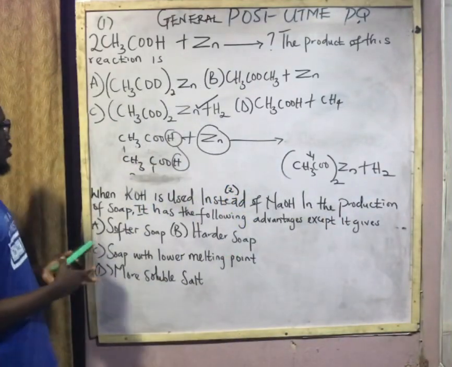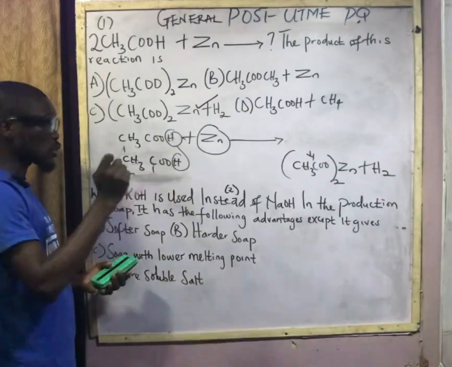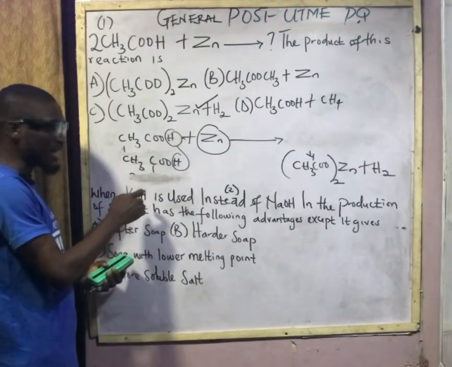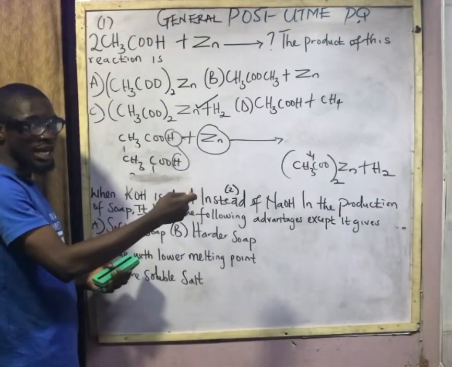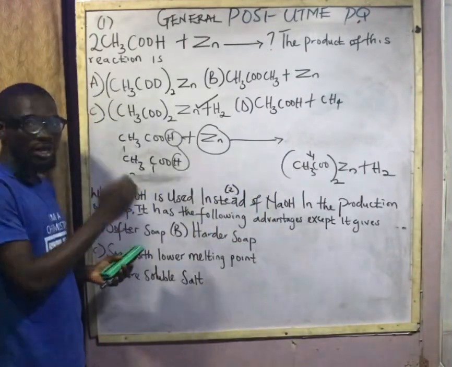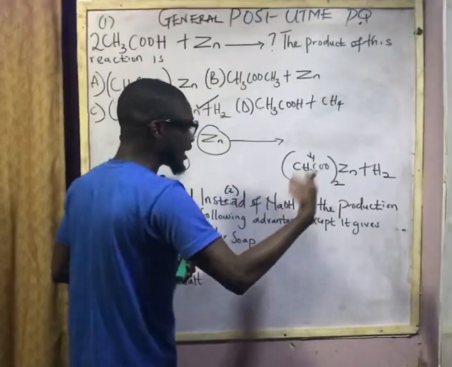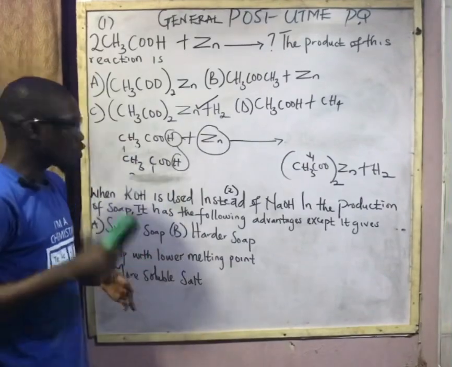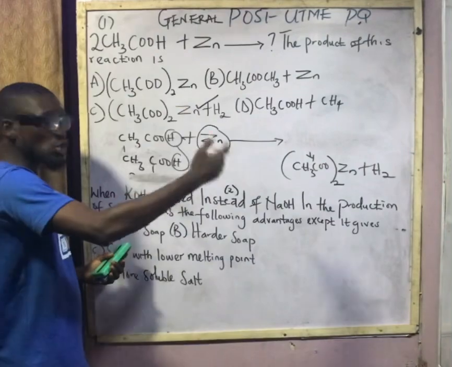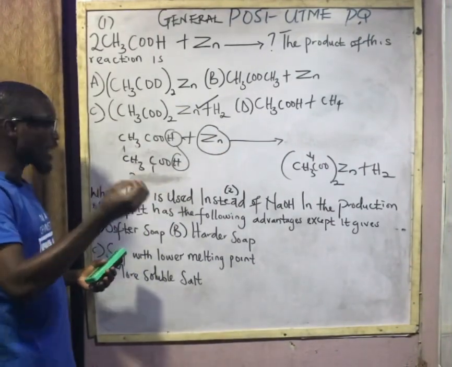Now the last one says, when potassium hydroxide is used instead of sodium hydroxide in the production of soap, note one thing: this one is soluble in water. I'm not saying sodium hydroxide is not soluble in water, but this potassium hydroxide is easily soluble in water. So it has the following advantages, except it gives. One thing is, the advantage of using potassium hydroxide in place of sodium hydroxide is that we are not going to have a softer soap. Rather, we are going to have what?